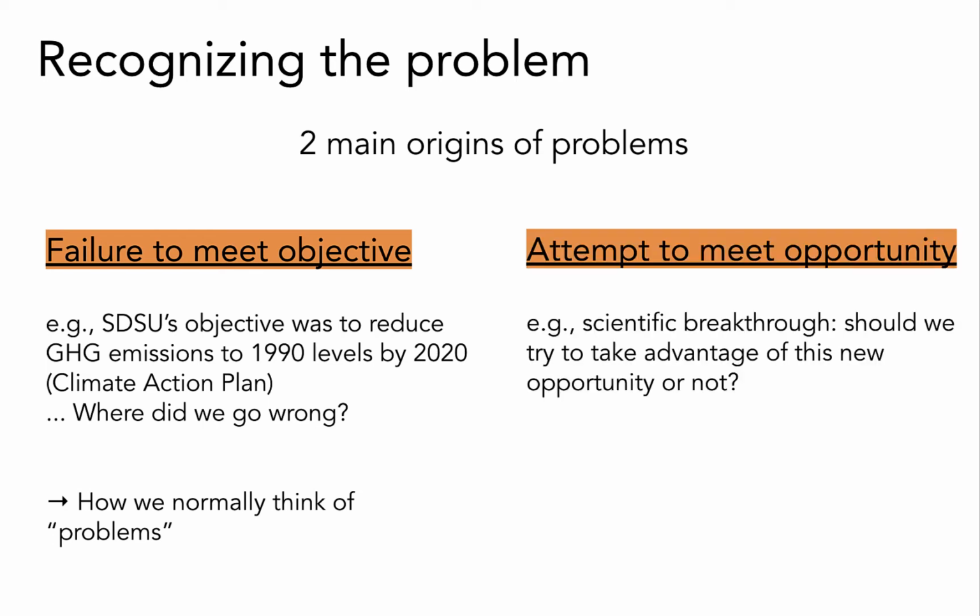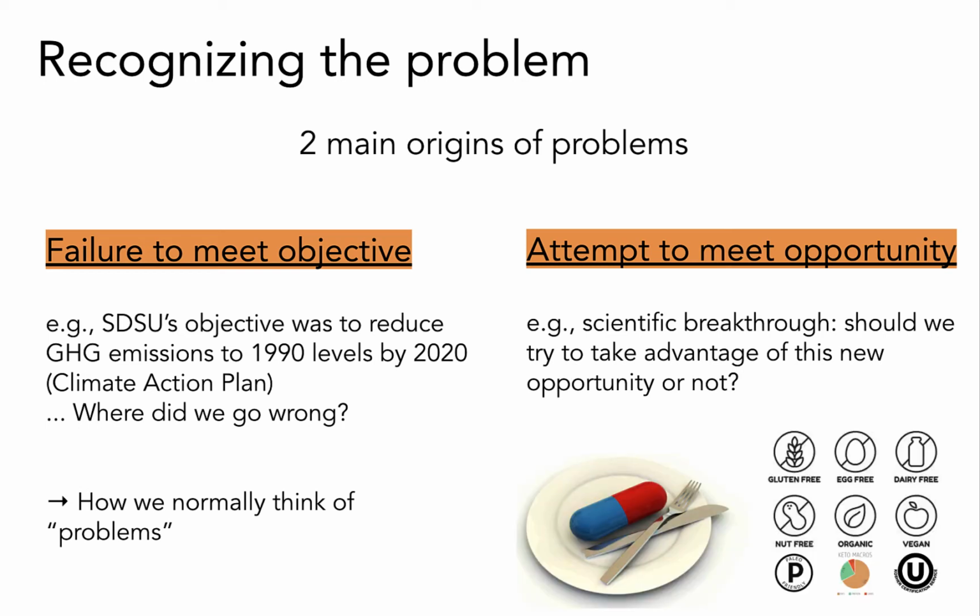A second origin of problems would be an attempt to meet an opportunity. And we don't typically see opportunities as problems, but actually they are, because they do require decision making. They put you in a dilemma of like, hey, should we take advantage of this new development, this new scientific breakthrough or not? Is this worth pursuing or not? Is this business idea good enough to invest in or not? So all of these fall under the category of attempts to meet an opportunity. So either way, whether a problem stems from a failure to meet an objective or an attempt to meet an opportunity, you will have to look at information. You will have to collect information or data to solve that problem.